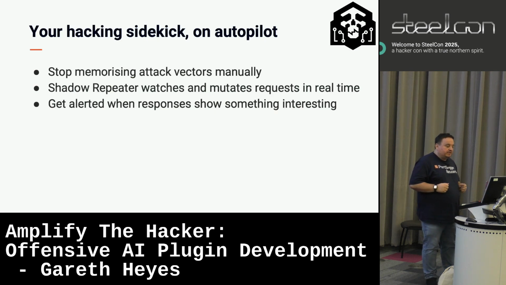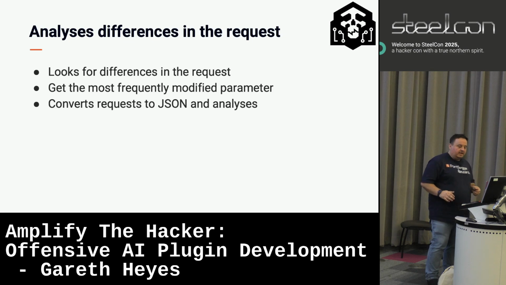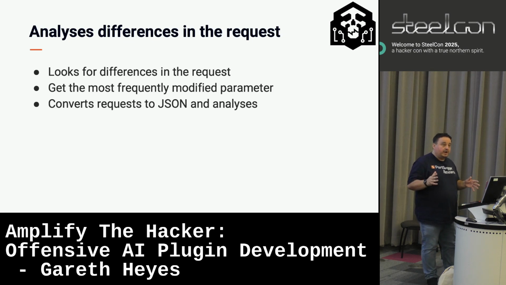Remembering every possible attack vector is tedious. So imagine having a sidekick that watches you as you send the request, creates smart variants on the fly, and then alerts you when something interesting happens. This is exactly what Shadow Repeater does. It looks for differences in the request and gets the most frequently modified parameter to optimize what it sends to the AI. It analyzes the request as JSON to avoid indirect prompt injection.